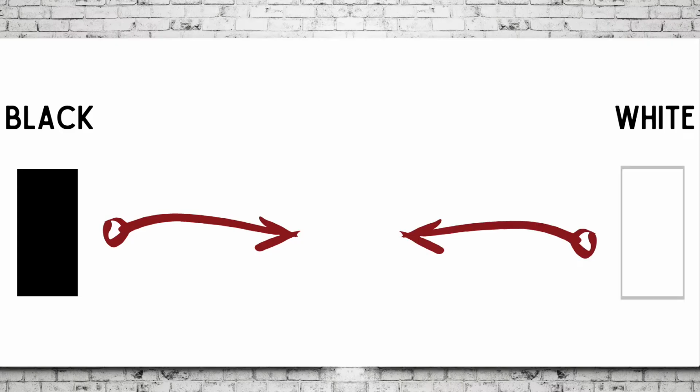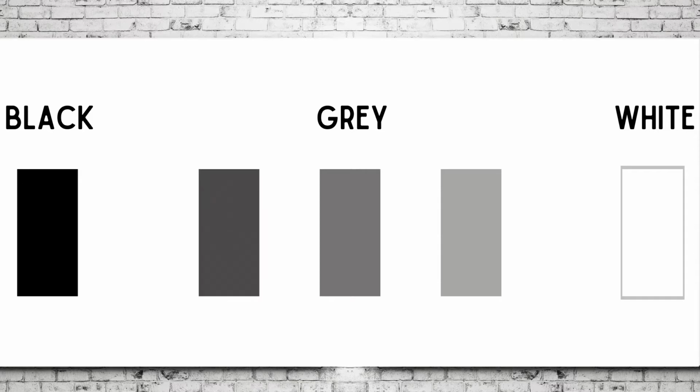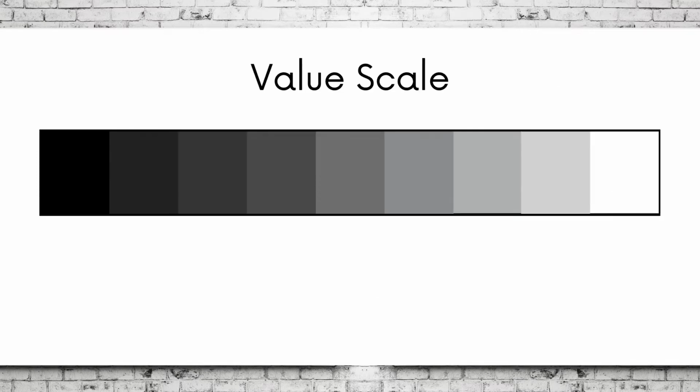Black and white will create gray. The more white you add, the lighter the gray. The more black you add, the darker the gray. You can create an infinite number of grays by mixing black and white in varying proportions. This will create a gray scale or a value scale.